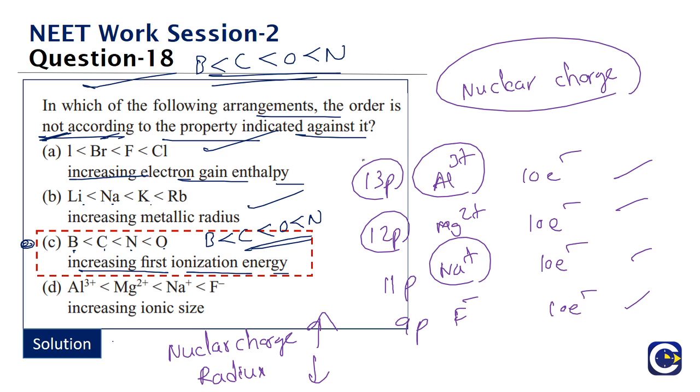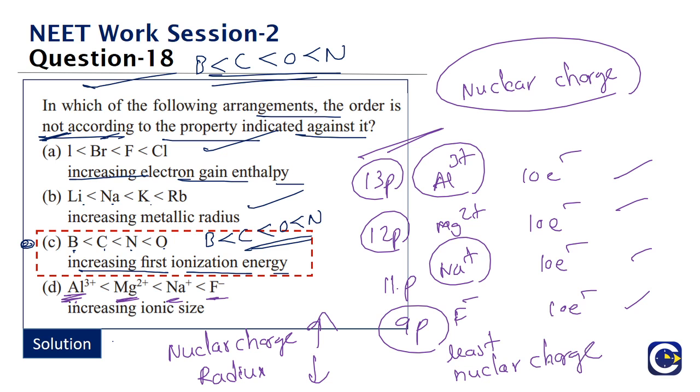So where is the nuclear charge highest? In the Al3+ case, so there the radius will be least. Then Mg2+, then Na+, then F minus. Al3+ has the highest nuclear charge, which is why its radius is least. F minus has the least nuclear charge. When the nuclear charge is least, the radius is going to be highest.